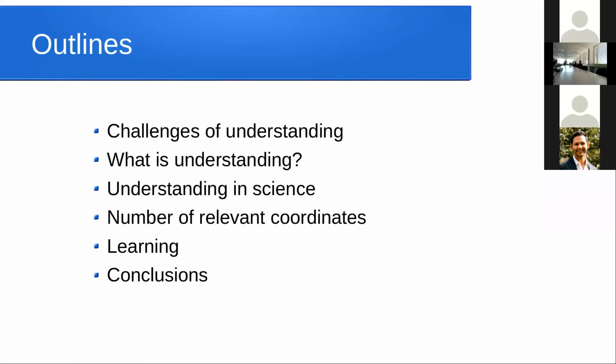First I would like to go through some notions, some challenges of understanding. Then let us start to define precisely what we are speaking about. So what is understanding? This is the next question we want to answer. Then how this works in artificial intelligence and how it works in science. Then comes the notion of relevant coordinates. If I have time, probably not, I may speak some words about the learning process and then some conclusions.